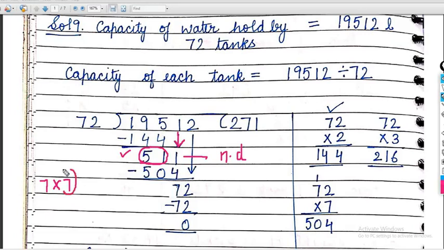Okay, so we have got the number. अब आप 72 को 7 से मल्टीप्लाई करोगे, it is 504. So we can write 504. As you can see, it is a closer number to 511. So you will do subtraction. आप subtraction करोगे, बहुत अच्छे से करना.